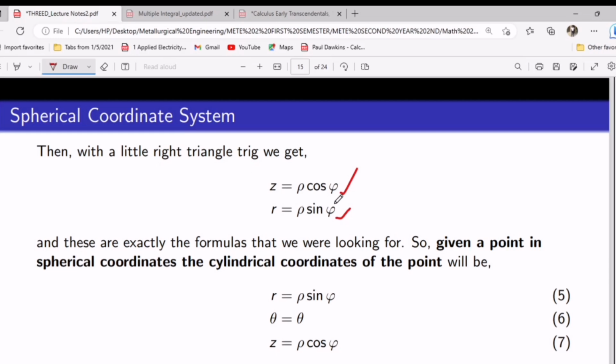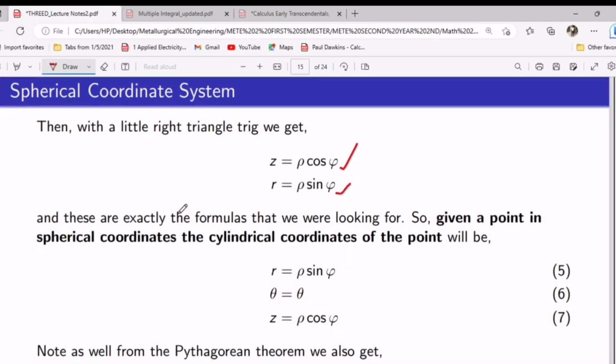If you want to find phi, you can say cos phi is equal to z over rho, and find the cos inverse, and you get phi. The same thing applies in the equation when they give it to you. Now, for changing the cylindrical coordinate system to the spherical coordinate system, they'll give you r, theta, and z. r is equal to rho sin phi, theta is the same as theta, and z is equal to rho cos phi. So from these three things, you'll be able to get it very simply.